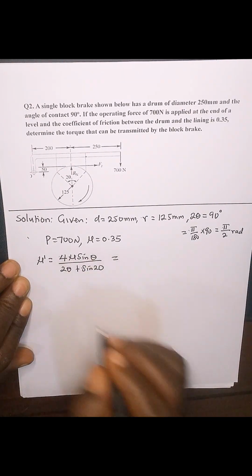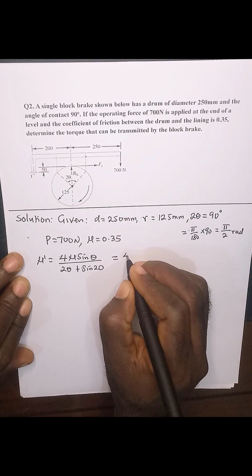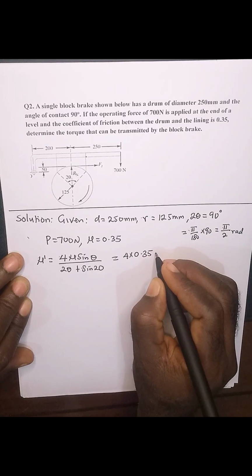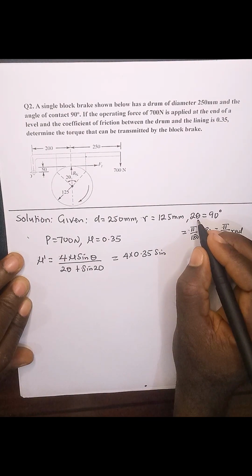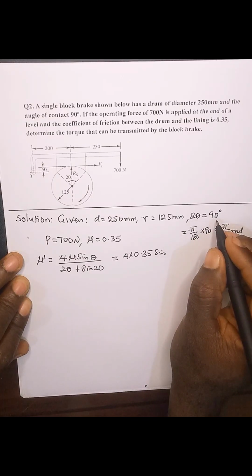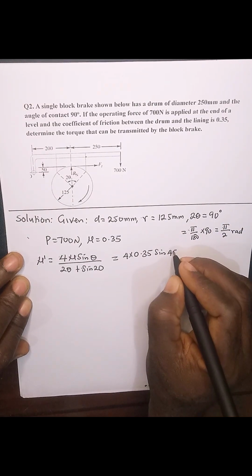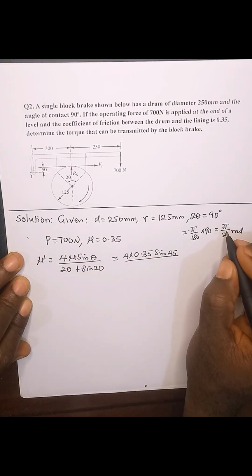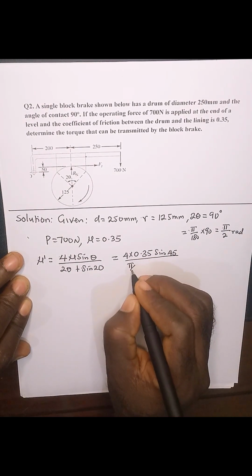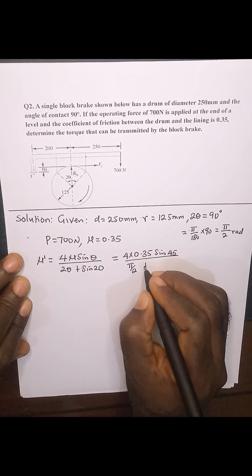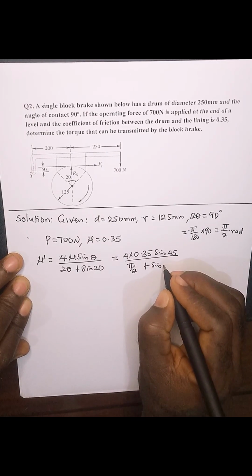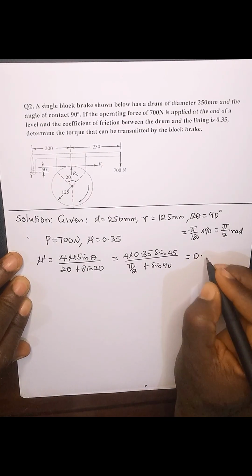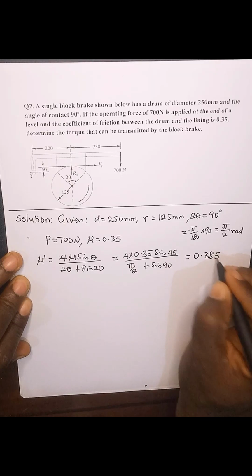Then we substitute the value. We have 4 times our mu, which is 0.35, sine. Our 2 theta here is 90 degree. Then our theta is 90 divided by 2, which is 45 degree, over our 2 theta here, we have converted it to radian, which is pi over 2, plus sine 2 theta. 2 theta is 90 degree. When we press our calculator for this, we have 0.385.